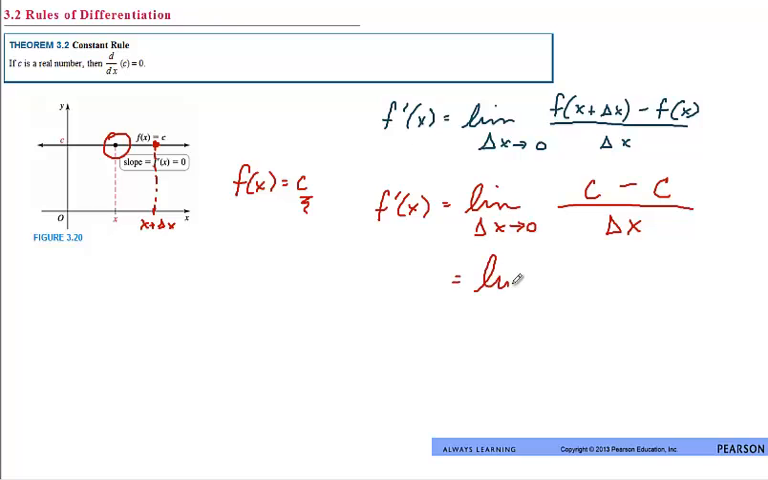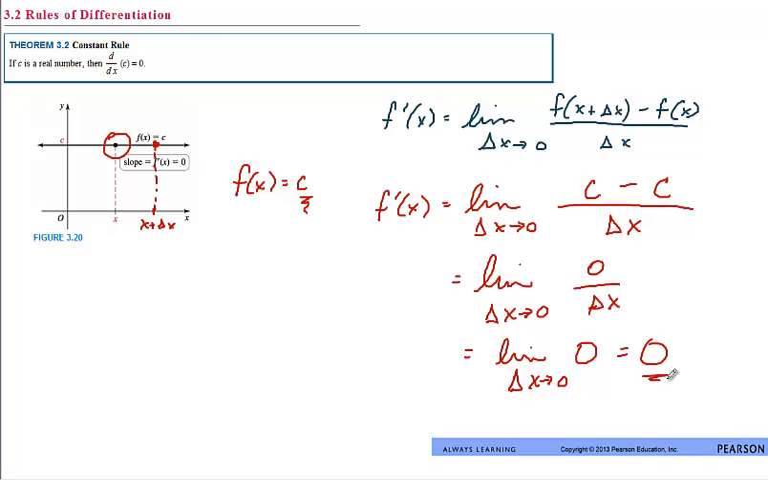This yields the limit as delta x goes to 0 of 0 over delta x. This reduces even further to the limit as delta x goes to 0 of 0. And I know what the limit of a constant is because we looked at that in the previous chapter. This equals 0. Oh my goodness. So derivative is slope. What's the slope of this line? Well, it's 0. So if I have f of x equal to 5, that means f prime of x equals 0.